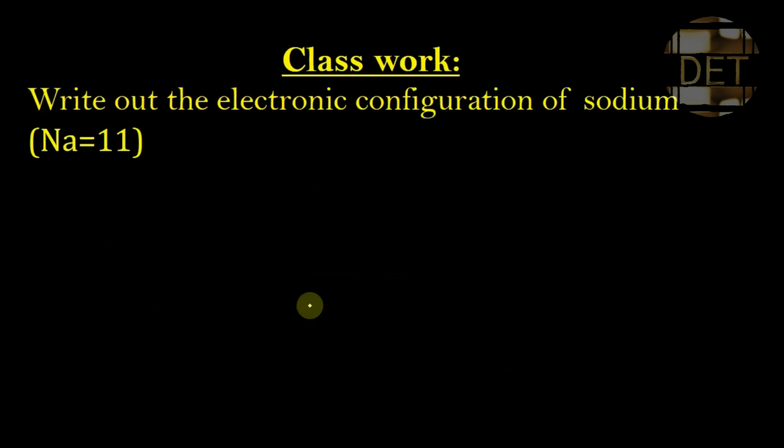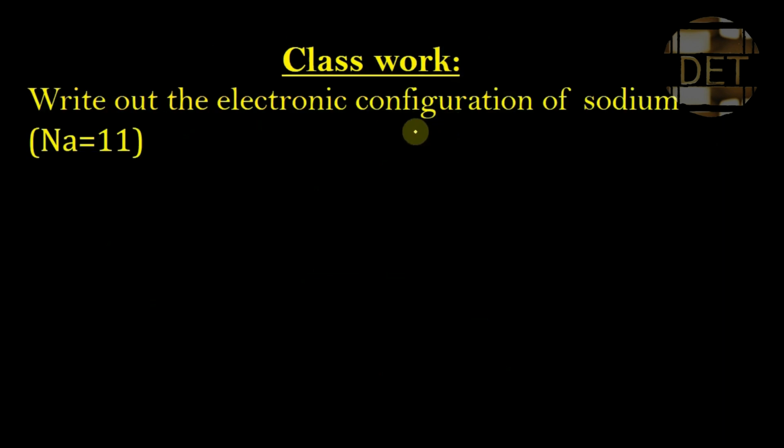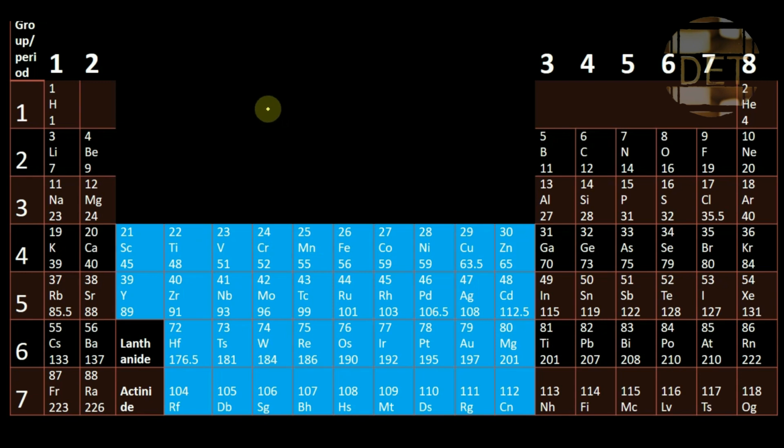So let's take for instance this classwork. Write out the electronic configuration of sodium. So just as we've rightly explained before, in writing out the electronic configuration of an element, there are four factors that you must take note of. Number one is to know the atomic number of the element, to know the atomic number of the atom. So this is sodium, Na, and sodium has an atomic number of 11. How did I know? From the periodic table, it is the 11th element, and so the atomic number is 11 here.